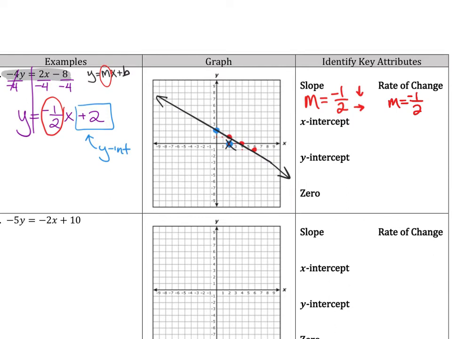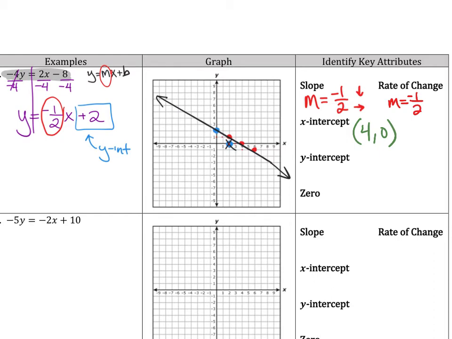Now, the x-intercept is where the graph crosses the x-axis. Where does this graph cross the x-axis? 4, but I need a coordinate. So what is the coordinate for 4? 4, 0. Very good. Over 4, up none.